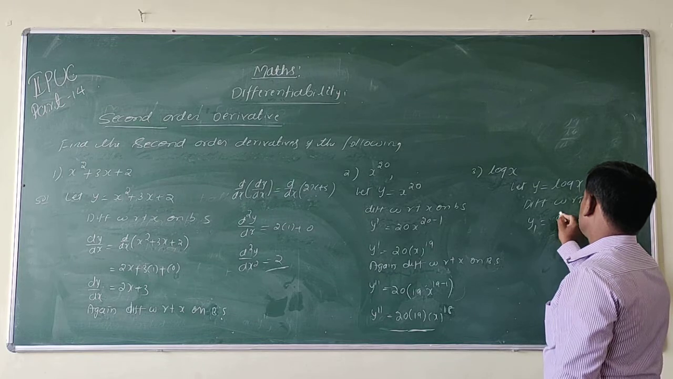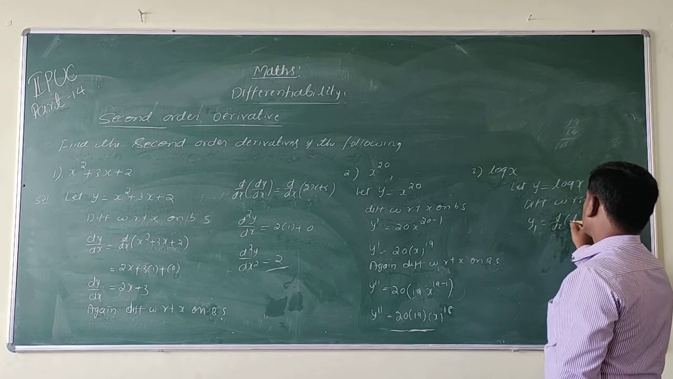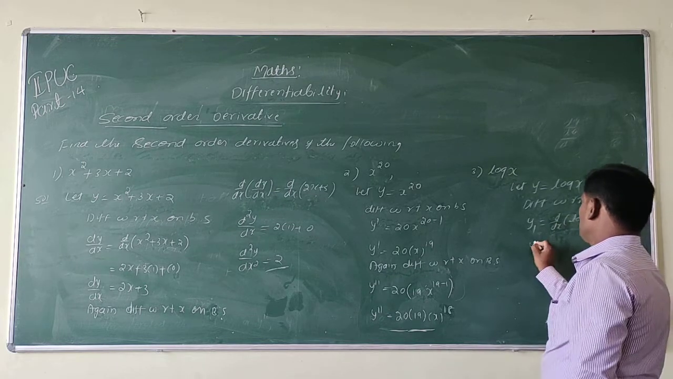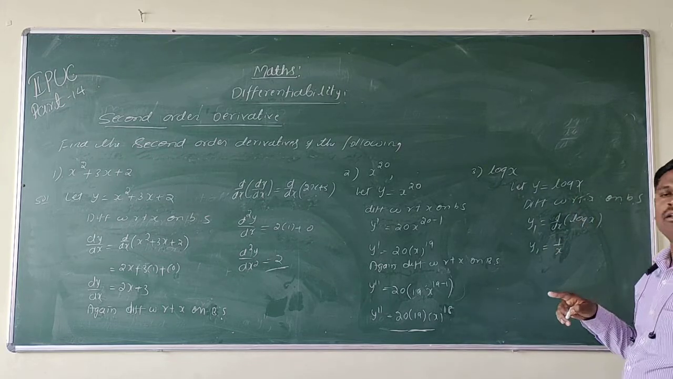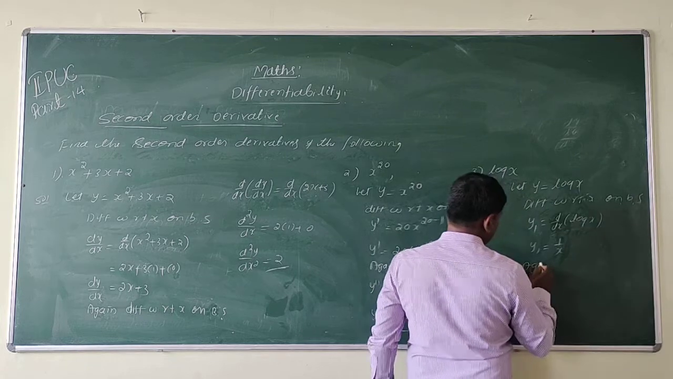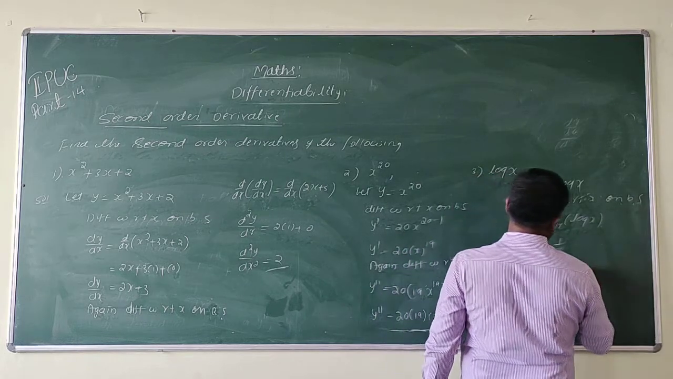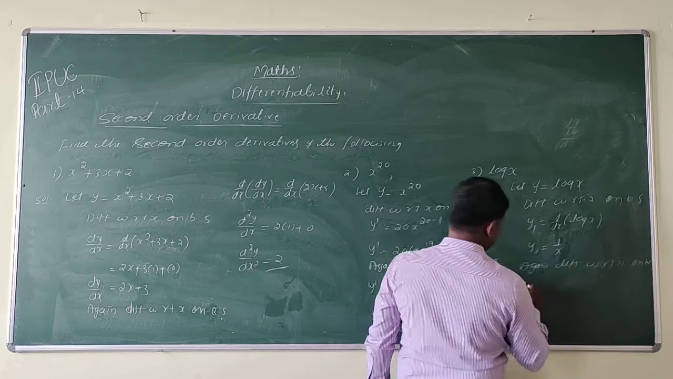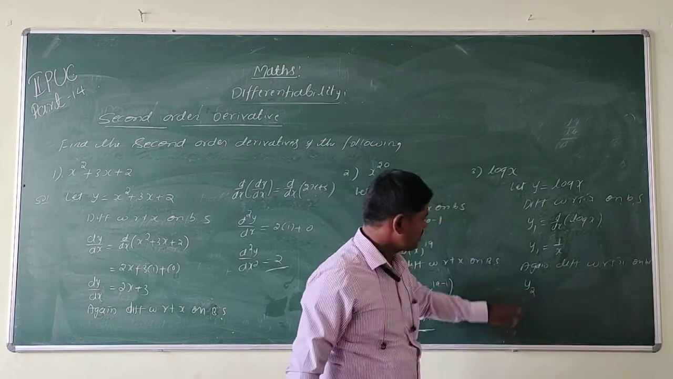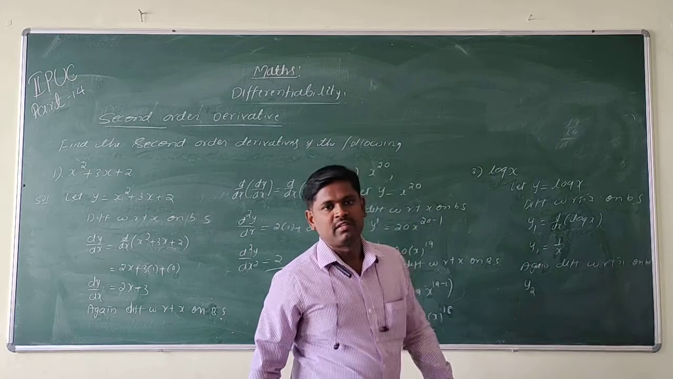Okay, so that is 1 by x. Differentiation of this one is d by dx of log x. So this is nothing but y1 is equal to 1 by x. Okay, so this is differentiable. So therefore again differentiate with respect to x on both sides. So then we get y2. So this is the first order derivative.